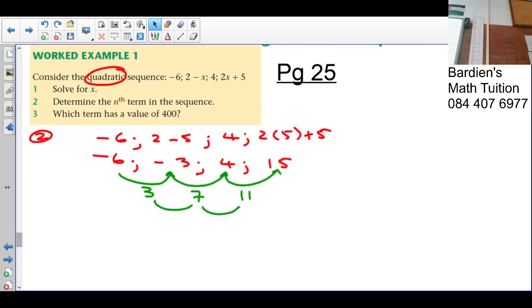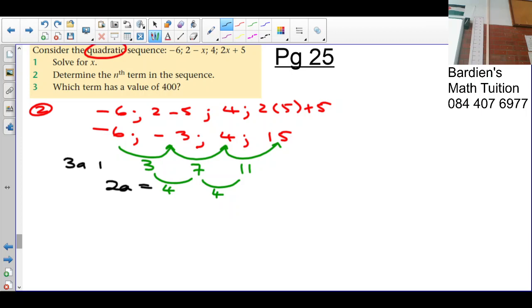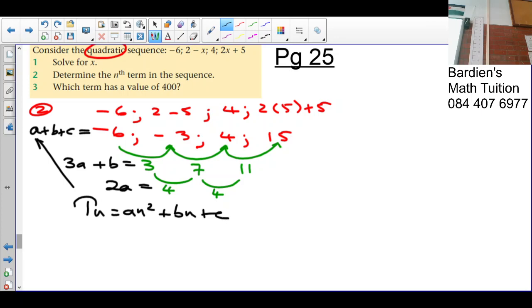We need to move a bit because the battery is running soon. I would like to do the next example as well. Okay. So what is your next difference here? 4 and? What do we write on the side? 2a, 3a plus b, a plus b plus, from the bottom up. Not so. The general term will be in the form of Tn is equal to an squared plus bn plus c.